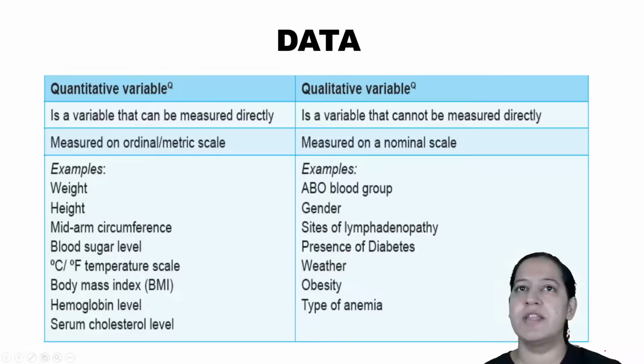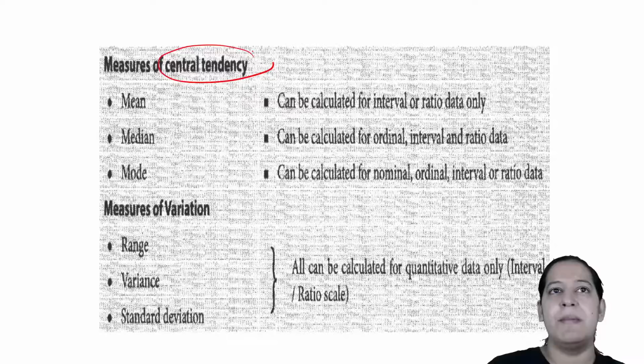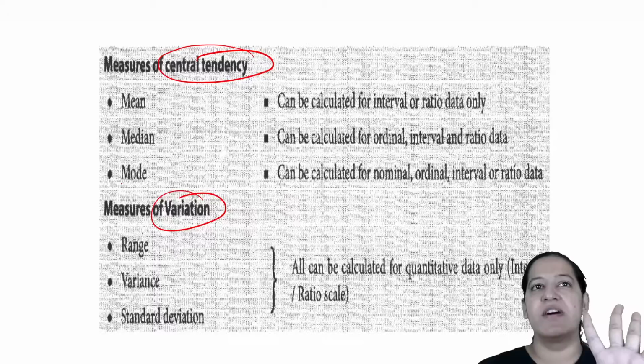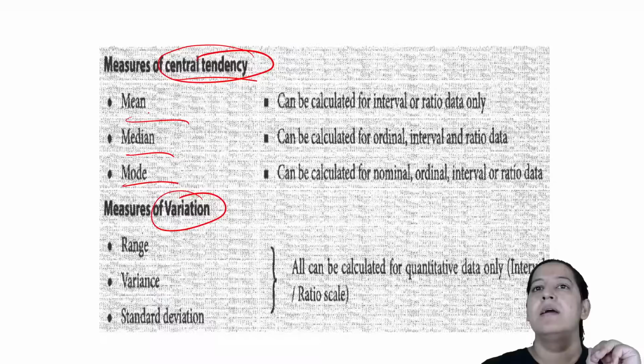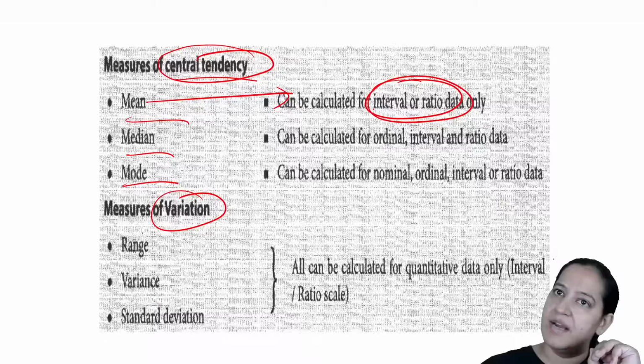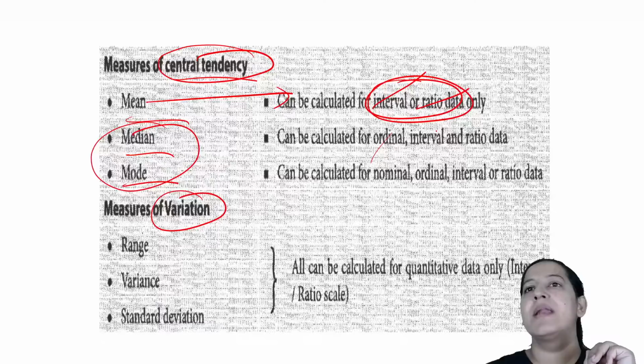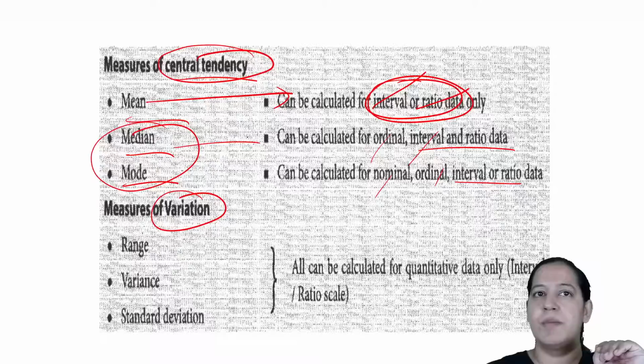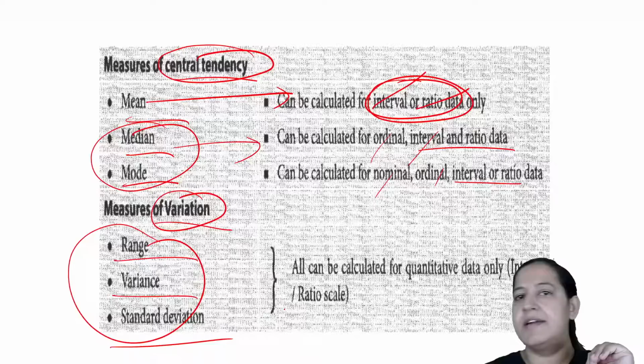We have central tendency measurement and we have variation measurement. This portion we will continue in the next lecture. Listen first to what I mean to say. Central tendency has three options: mean, median and mode. Only mean can be measured on metric scale, that is interval also, ratio also, but median and mode can be calculated on nominal and ordinal scale. They can also be calculated on interval and ratio. From variation, range, variance, standard deviation can be measured on quantitative scale, that is metric scale.